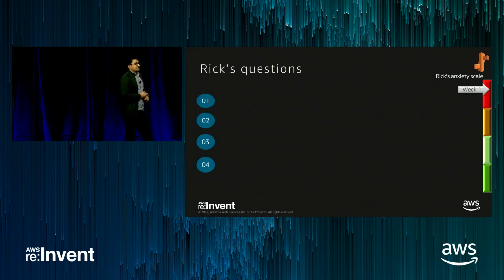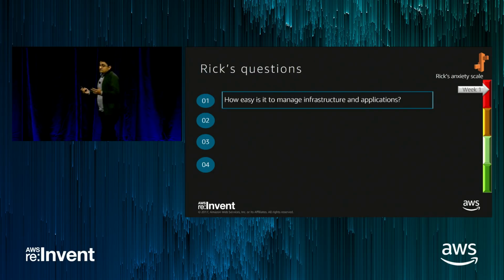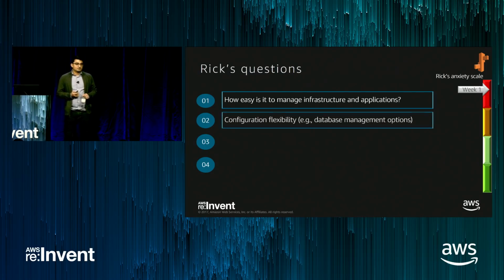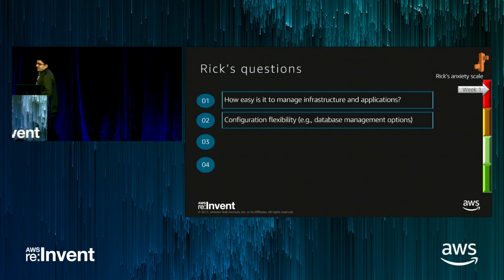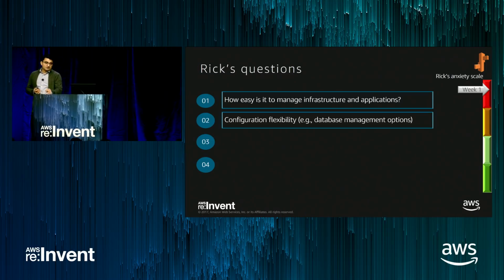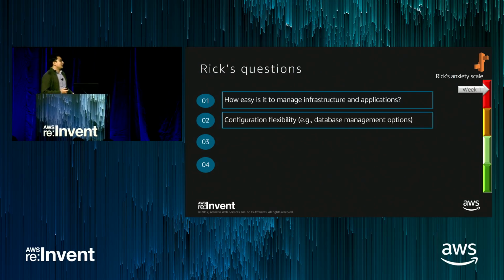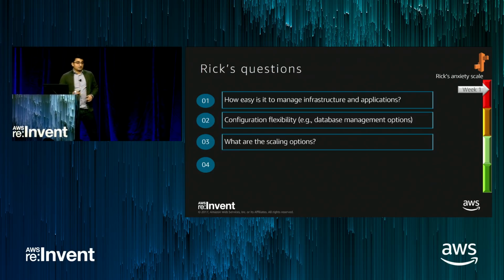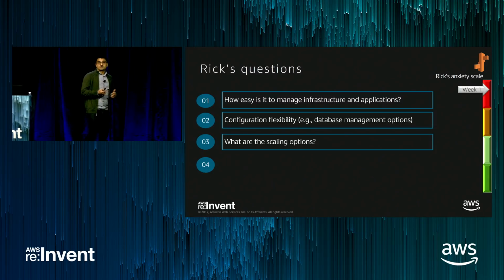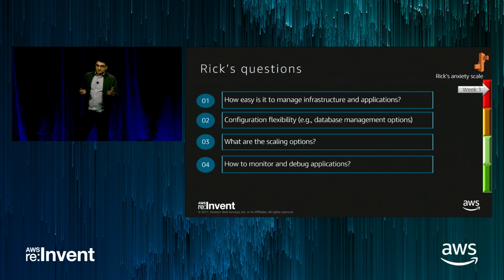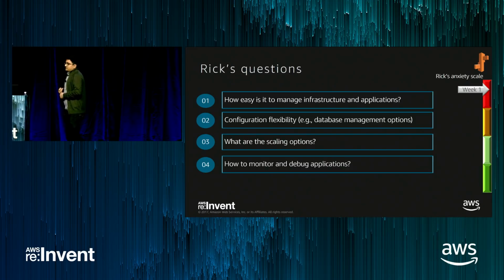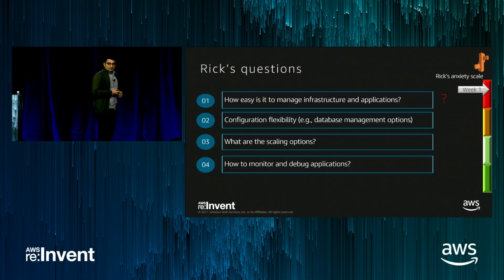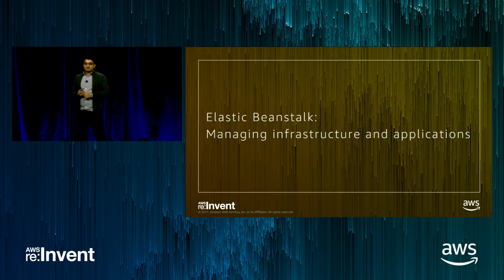So let's look at Rick's questions for Elastic Beanstalk. First, how easy is it to manage infrastructure and application with Elastic Beanstalk? Second, how flexible is configuration with Elastic Beanstalk? Case in point, what options does Rick have in terms of database management? He's also interested in knowing how scaling works with Elastic Beanstalk. And in general, because he's leading this project, he wants an easy way of monitoring and debugging the application and any issues that he may face. All right, so let's jump in to the first question.